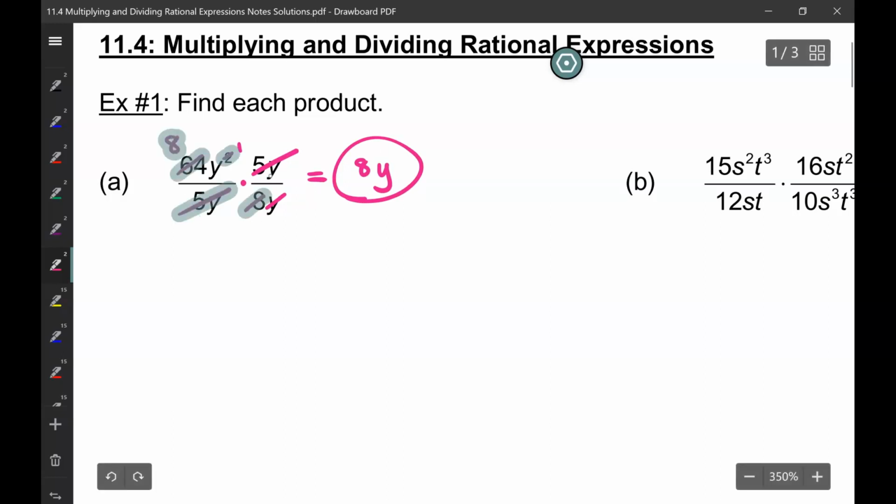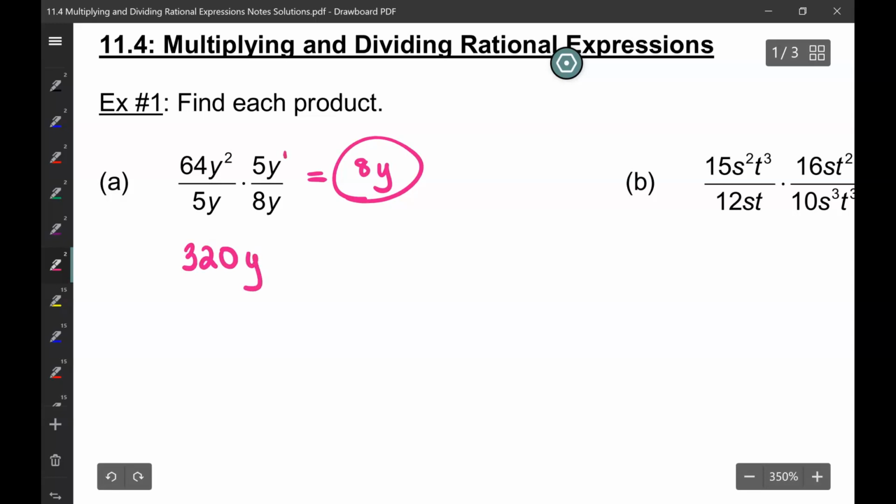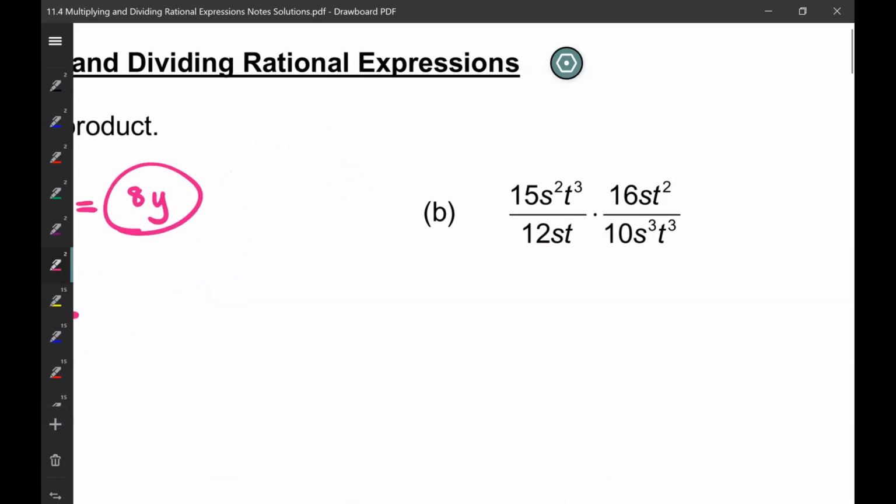Now, if you don't like that approach, sure, you could multiply straight across. So for example, you would have 64 times 5, that would be 320, and then y squared times y to the first would be y to the third, over, in the denominator, 40, and then y to the first times y to the first would be y squared. And then if you take 320 divided by 40, you get 8. Y cubed over y squared is y. So you'll get the answer either way. It's up to you. I actually don't care which method you use, especially when you're working with these types where you have monomials, what we call.